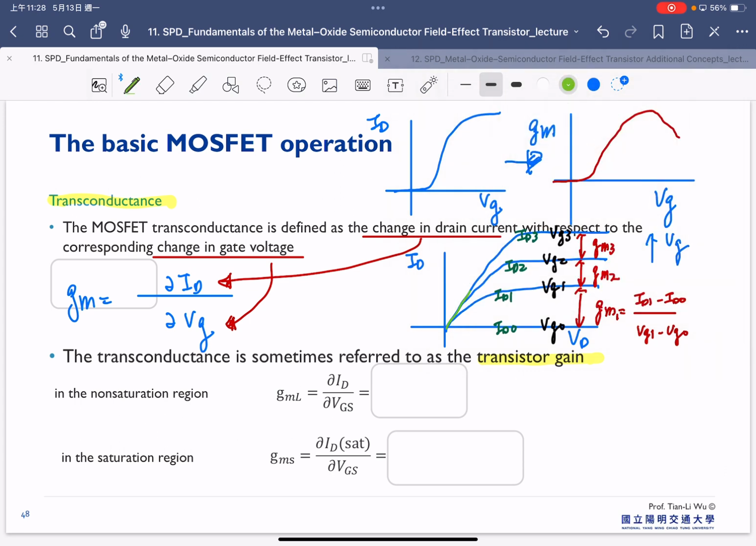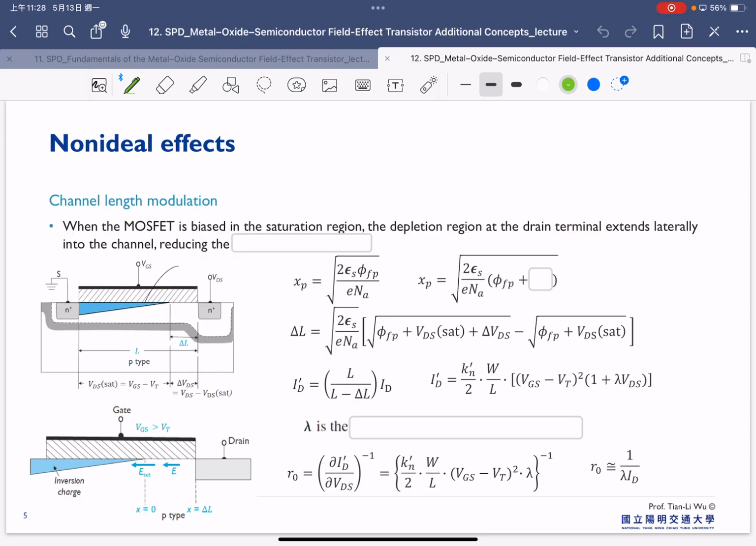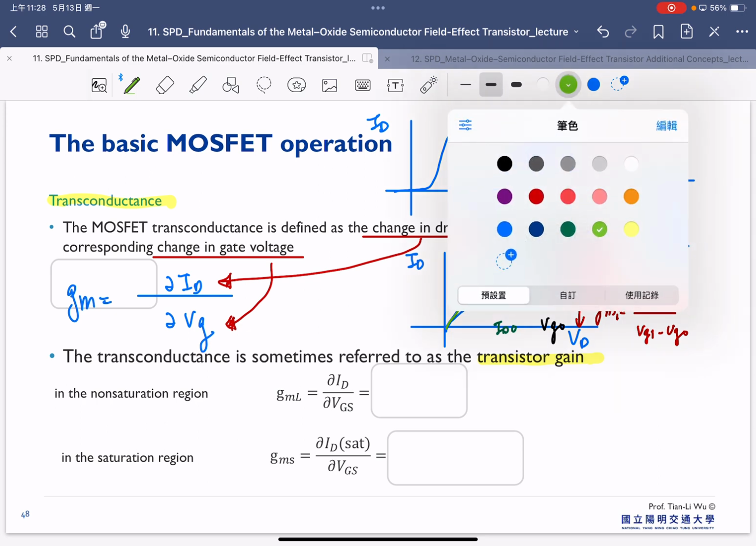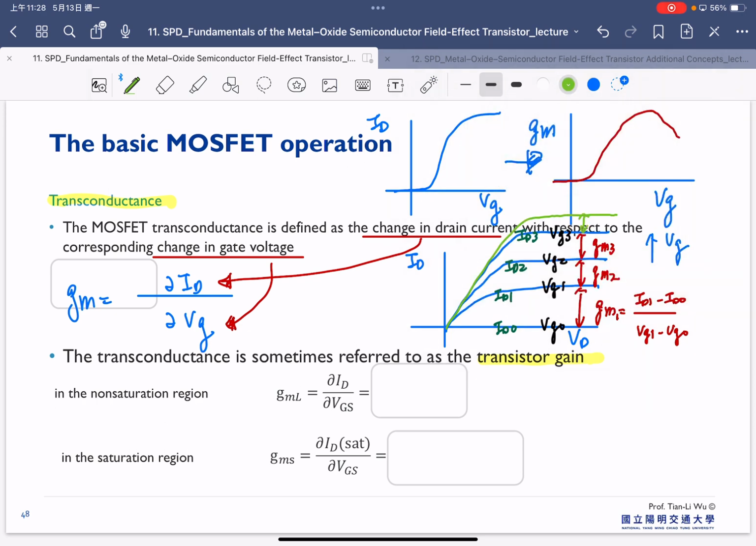Now ideally, we hope this difference is as large as possible, if this is a linear increase of the current gain. But the problem is that after this peak, the gain is decreased. That means this difference is decreased. So this Gm decrease exactly reflects the issue here.